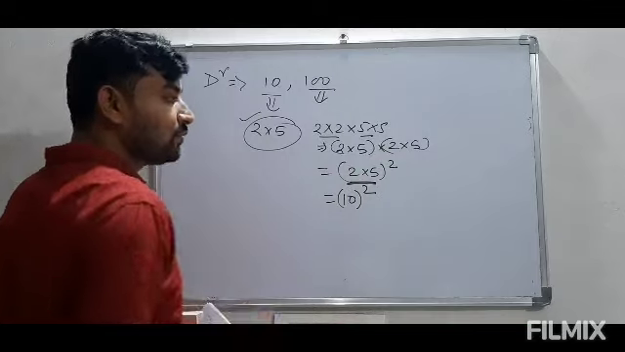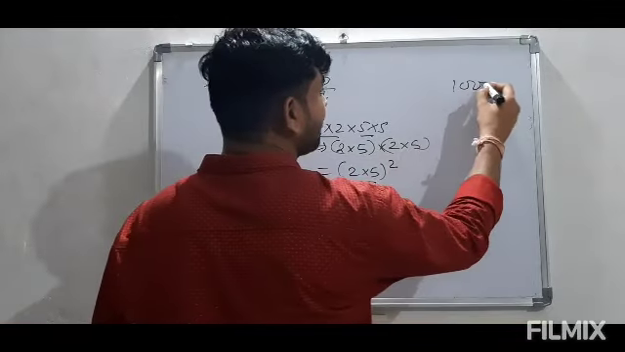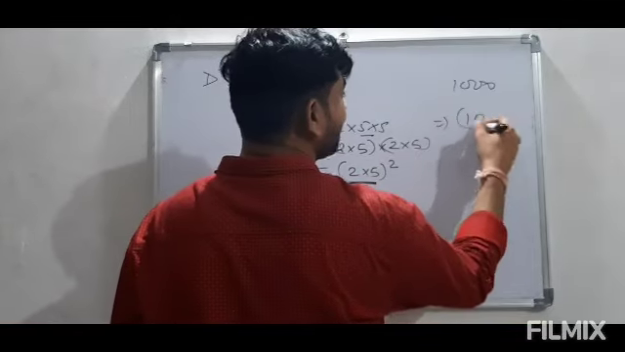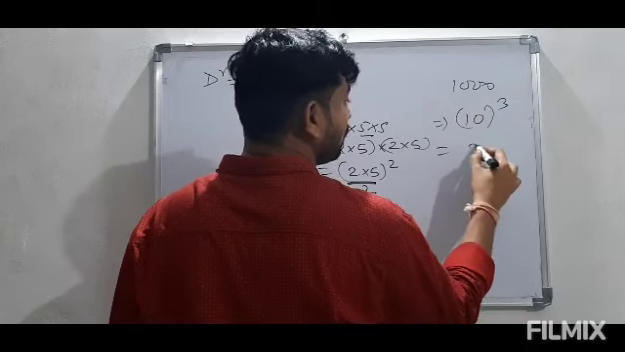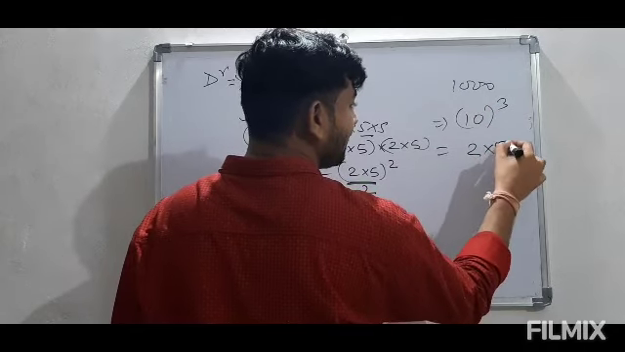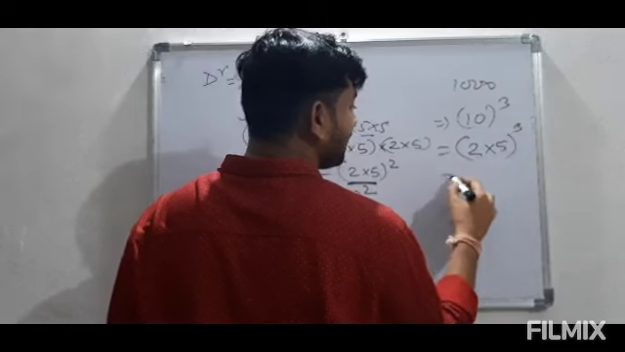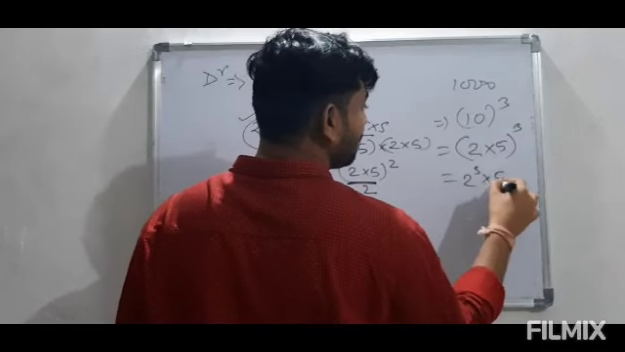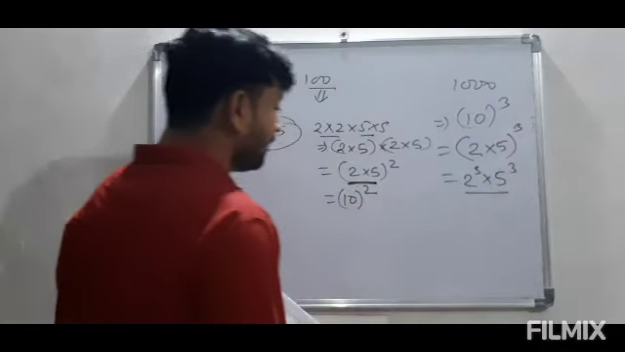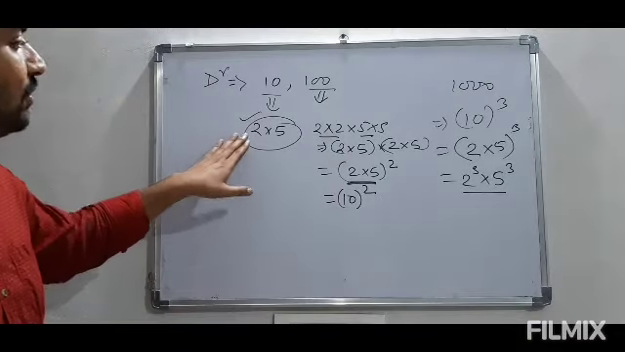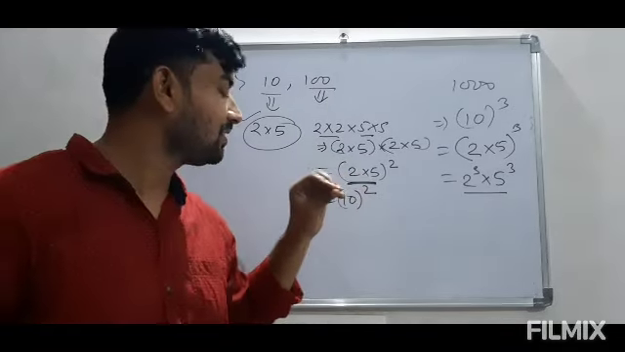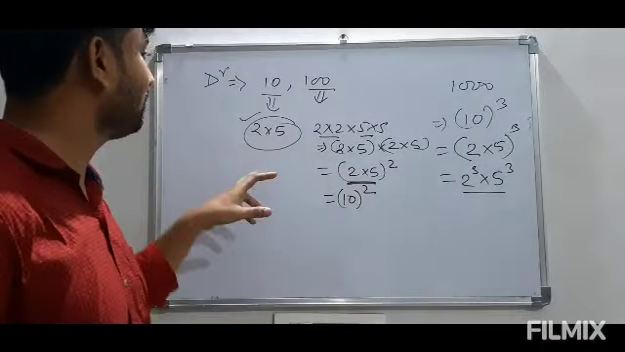Here we are getting 2 into 5 power 2. If we take 1000, surely it can be written as 10 power 3, and 10 can be written as 2 into 5 whole power 3. So it is 2 power 3 into 5 power 3. So what we are getting in the denominator of terminating decimal type rational numbers, we have only two factors, that is 2 and 5 in all cases.